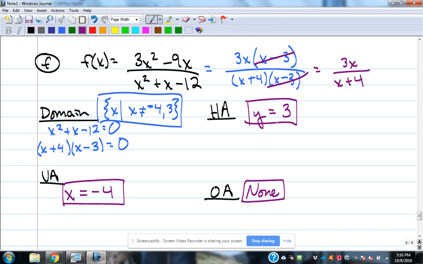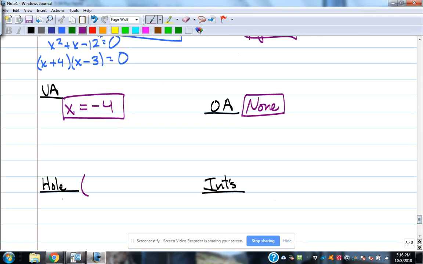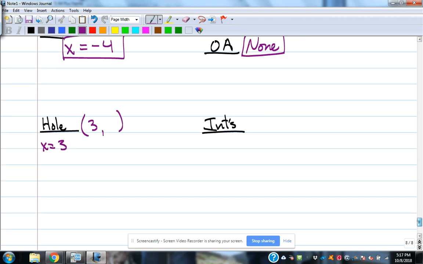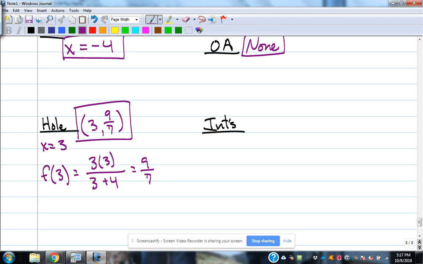Do we have a hole? Where? At x equals 3. We need to find the y value that goes with that. How do we find the y value that goes with an x value? Plug it in. 3 times 3 over 3 plus 4. 9 over 7. So we know if we went to that ordered pair on the graph, that'd just be an empty circle there.